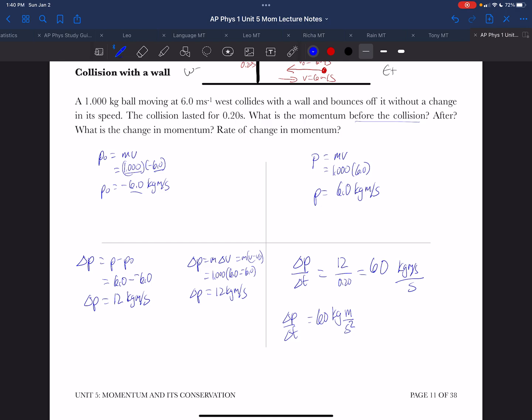Another way we could look at this rate of change of momentum would be to look at m delta v, because change of momentum over delta t is m delta v over delta t. And when you look at this delta v over delta t, you can see that's ma. Thus, the unit is kilogram meter per second squared. So this delta p over delta t is equal to mass times acceleration. Delta p over delta t equals ma. Wonderful. And so that's how we would compute our rate of change in momentum.